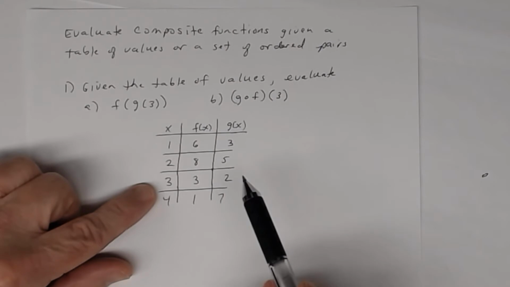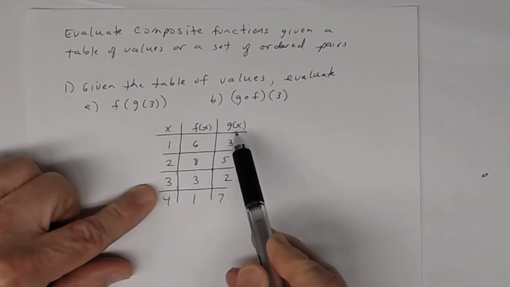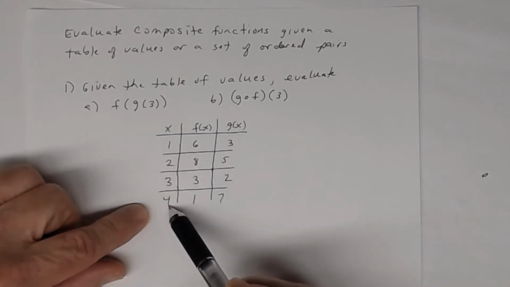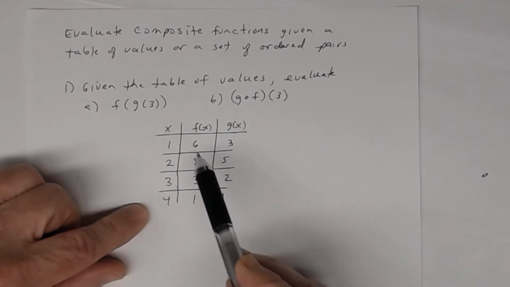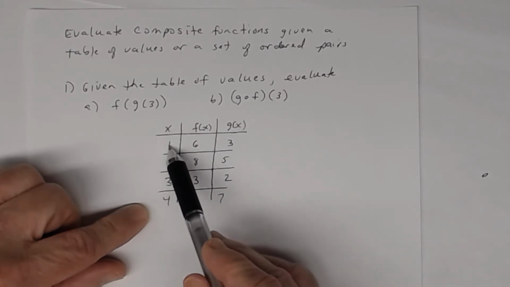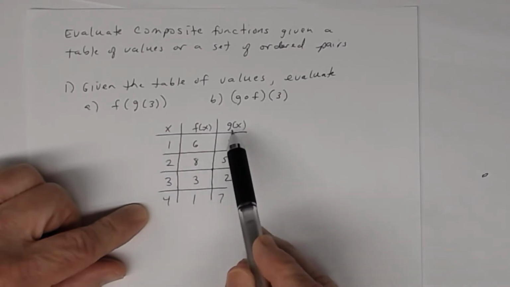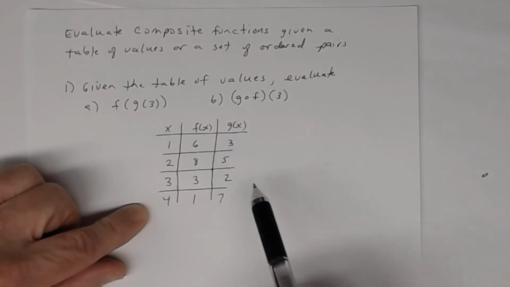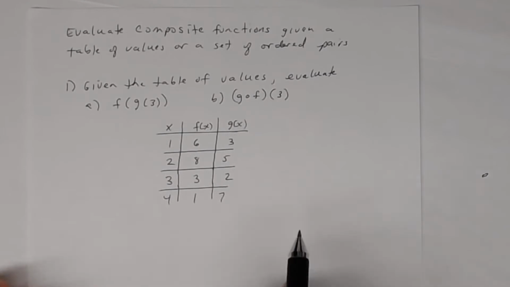It's important you read it correctly. F of 3 is 3, g of 3 is 2. F of 4 is 1, g of 4 is 7. So you see this is your x. Whenever x is 1, f of 1 is 6. Whenever x is 1, g of 1, see in place of x, substitute 1, g of 1 is 3, and so on. And these problems are extremely easy to deal with.